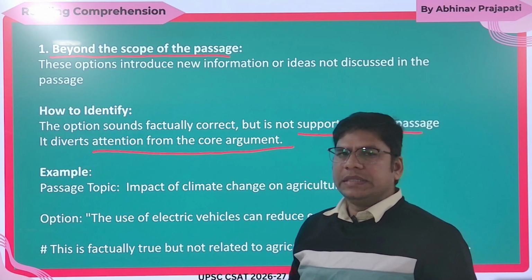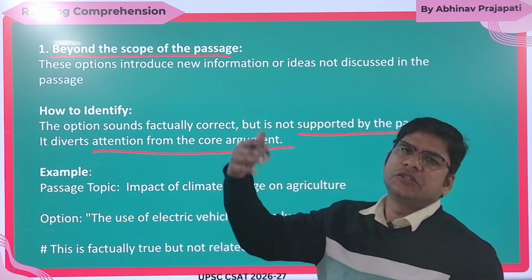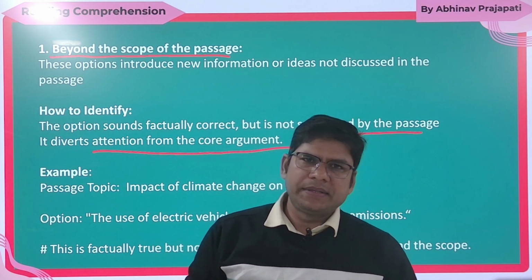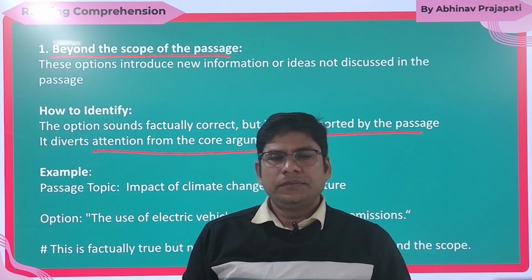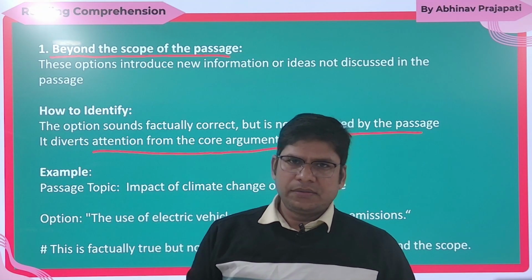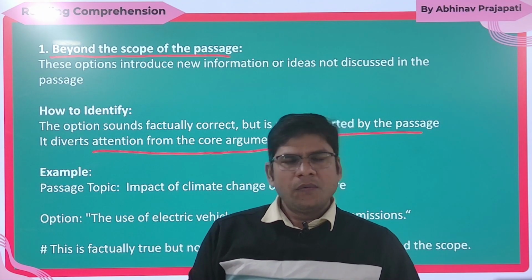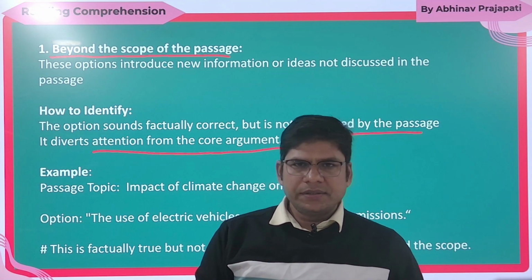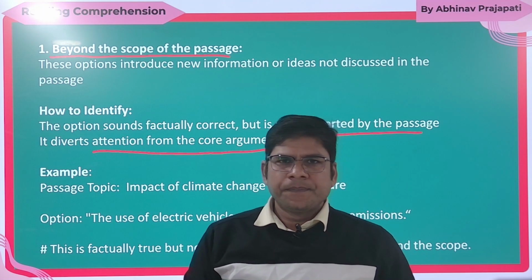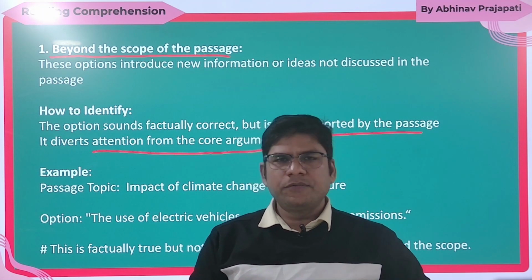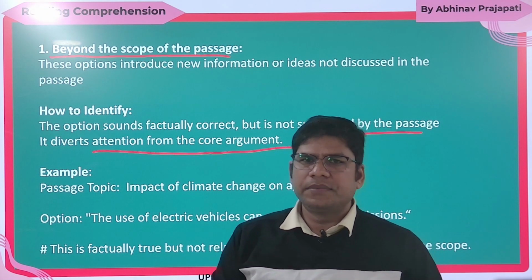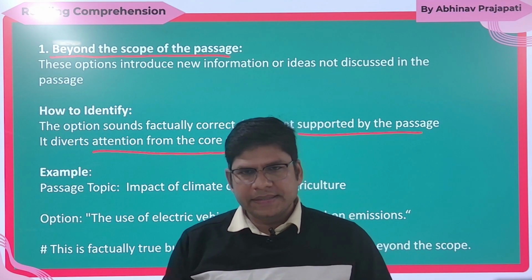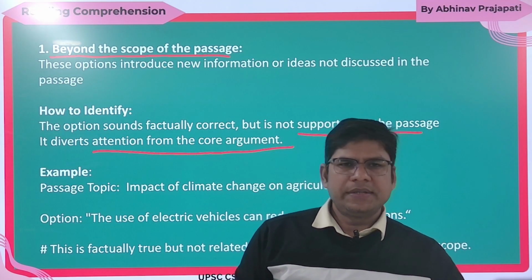Okay, so these types of options will be eliminated based on being beyond the scope of the passage. Look, we have to answer the question based on the passage only. We shouldn't require outside knowledge or anything else. Whatever information is there in the passage, we have to stick within that boundary and answer the question based only on the information in the passage. If you are not sticking to the passage, then most likely your choices will be wrong.